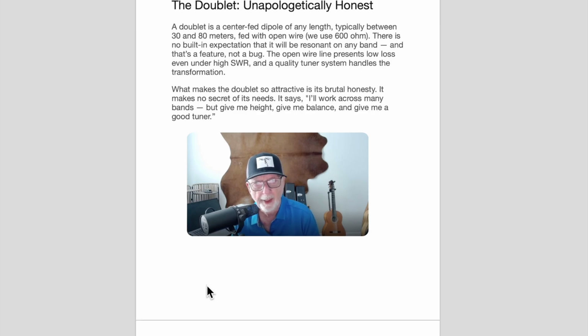"The open wire presents low loss, even under high SWR, and a quality tuner system handles the transformation. What makes the doublet so attractive is its brutal honesty. It makes no secret of its needs. It says, I'll work across many bands, but give me height, give me balance, and give me a good tuner." Give me liberty or give me death.